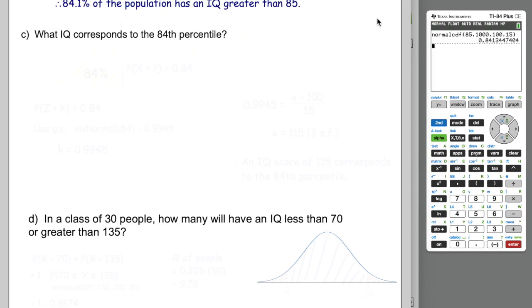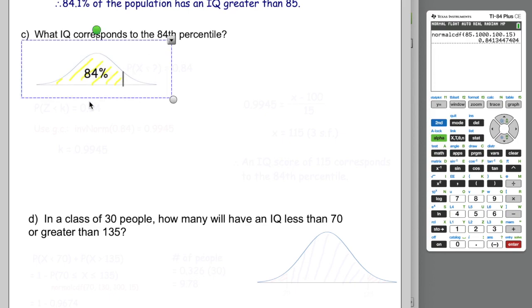Part C. What IQ corresponds to the 84th percentile? So percentile, let's recall from last year. We're considering a group of 100 people or subjects. And then the position of 84th percentile is pretty good, right? Because that means you're placed in the 84th position out of 100. So 84 people below or equal to you have the same performance, so-called, all right?